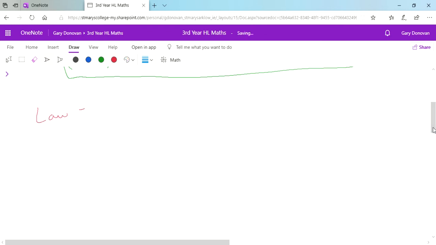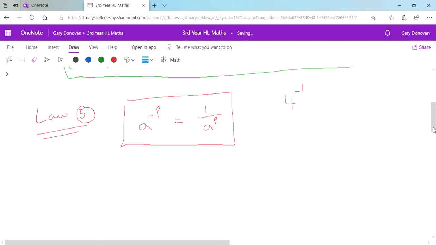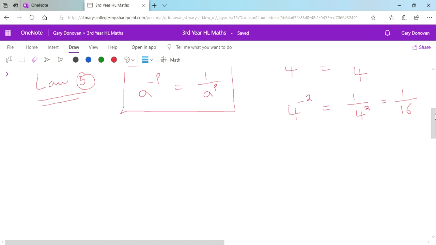First law is law 5. Law 5 is any number A to the power minus P is the same as 1 over A to the power of P. So an example of that would be you could have 4 to the power minus 1. Because there's a minus in front of the index, that's the same as 1 over 4. So you just need to learn this rule. You could have 4 to the power minus 2, which would be 1 over 4 to the power of 2, which would be 1 over 16. So it's just something you need to remember, and I'll give you some practice questions now for you to try.